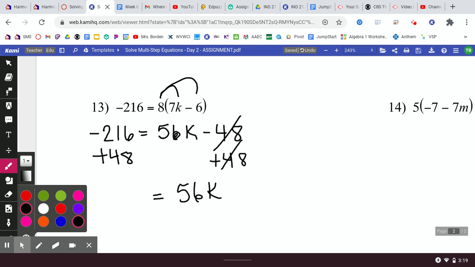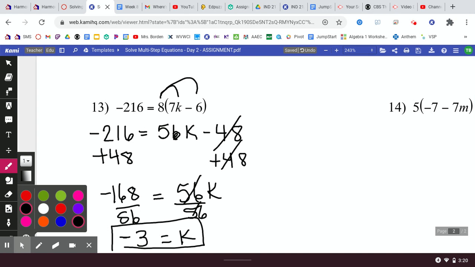So when you have signs that don't match, you subtract, which is 168, and then you take the sign of the bigger number. And 216 is bigger, and it's a negative, so I'm going to take that as the sign. And then I'm going to divide by 56 and divide by 56 because I want to get k by itself. And when I divide by 56, I get k equals 3, and it's a negative 3 because I have a negative divided by a positive. So the answer is k equals negative 3.